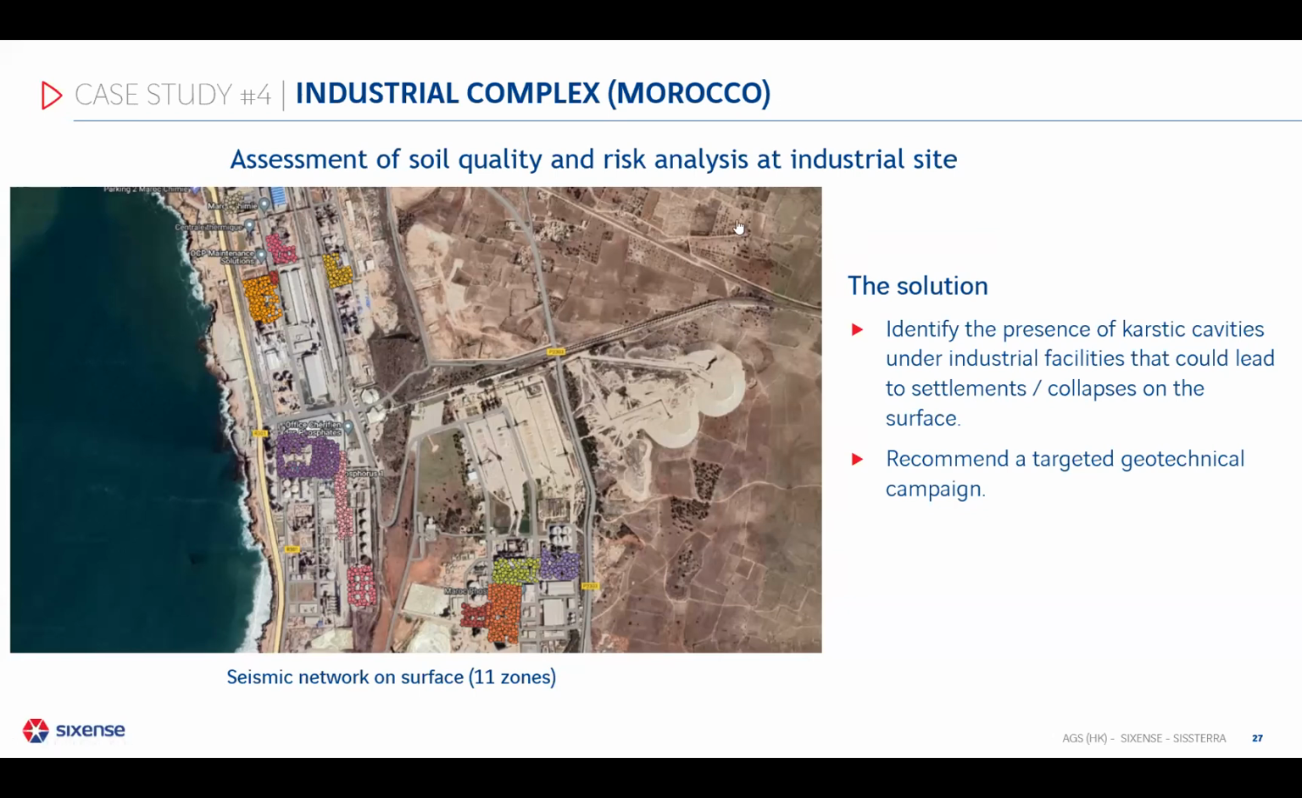So we applied the 3D passive tomography in specific areas. In total, there were 11 areas, each of 200, 300 meters dimension. These were areas that were considered risky and very important for the client. In each area, we deployed a seismic network and did 3D passive imaging.